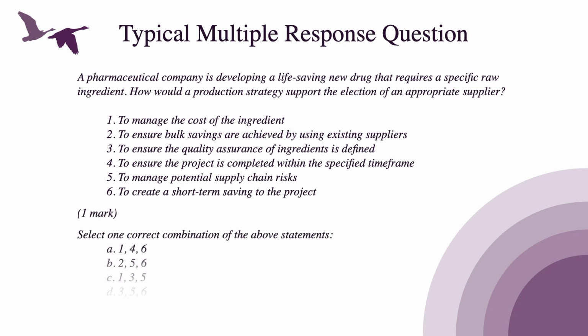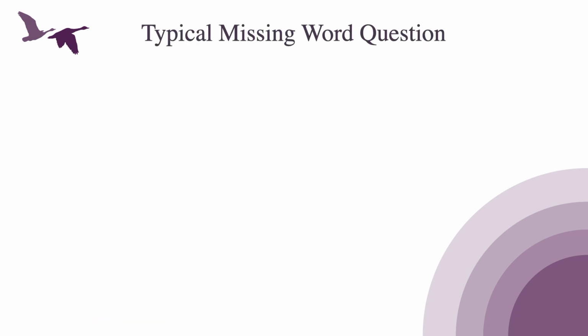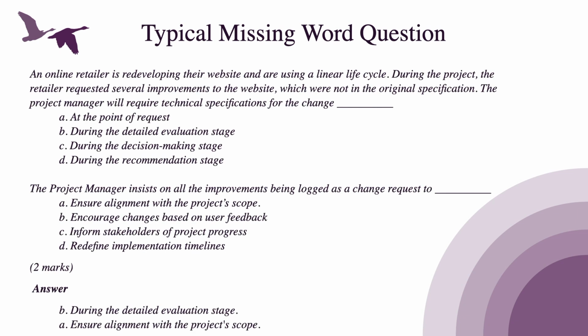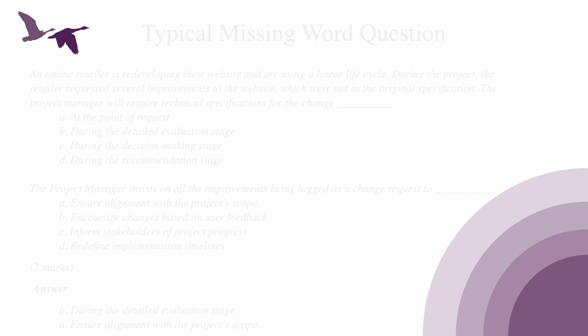Okay, so let's have a look at some of these new questions. So first of all, we've got a typical multiple response question. So you can see here that you've got a simple scenario and then you've got a number of different options. More than one of those is correct. So when you select your answer, you need to select the correct combination of the statements that are correct. This is the typical select from list question. So you have a paragraph that's written and there's a missing word in there, and you've got a number of different options for that missing word, and you just simply select the correct one as your answer.